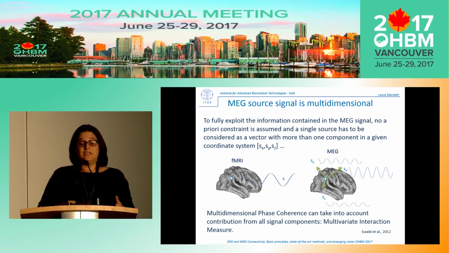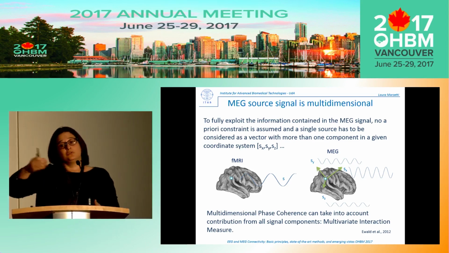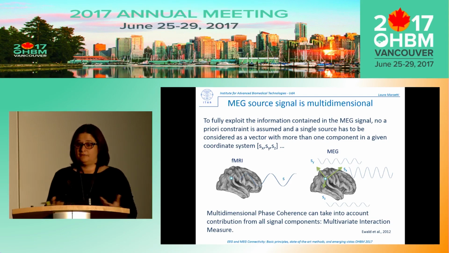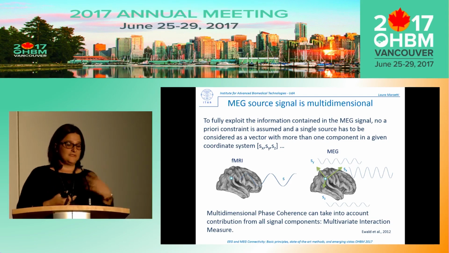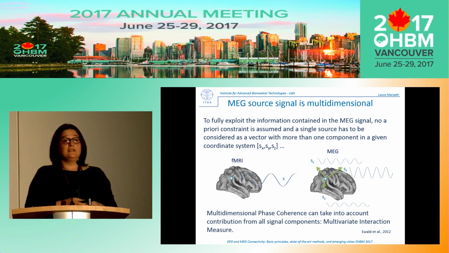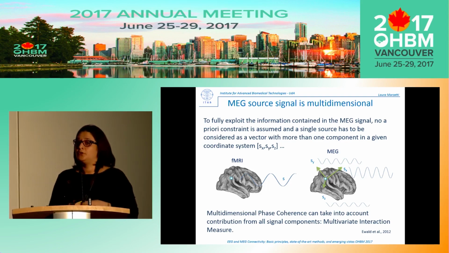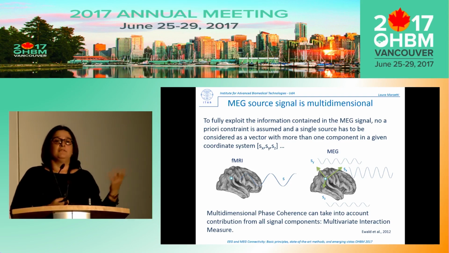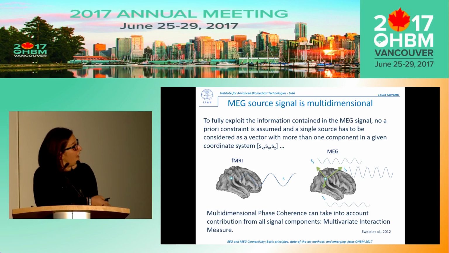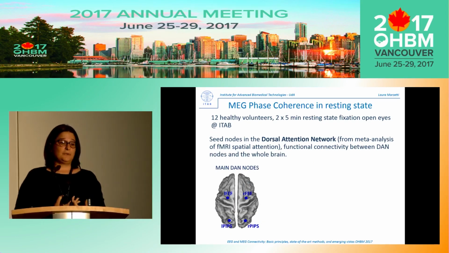So you know that the information is contained in more than two things, and we want to take into account the full amount of information. The way the problem is solved is different, but the basic idea is the same. So we can use this kind of multivariate or multidimensional phase coherence approach, which from a theoretical point of view shares the same idea as the imaginary coherence itself, and try to map our networks in the brain with this kind of approach.